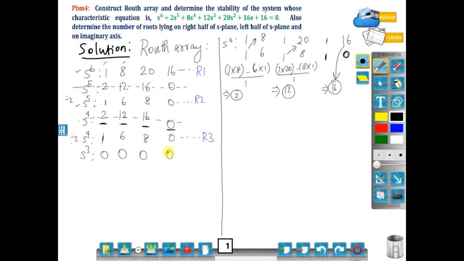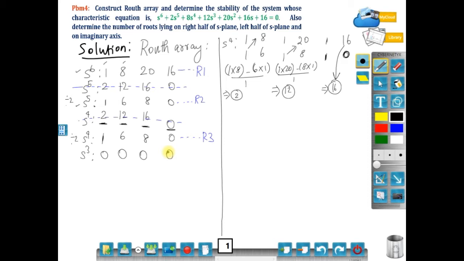So a full row of the Routh array is getting 0 entries. A complete row of a Routh array is getting 0 entry. This is what this particular model describes. For this kind of model, what you have to do is take the auxiliary equation. So what is the auxiliary equation?